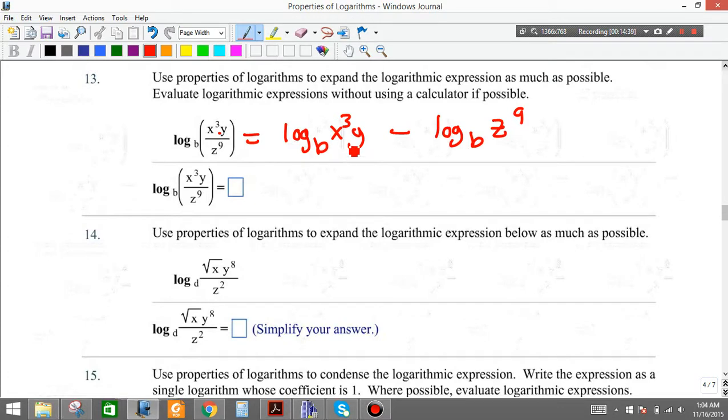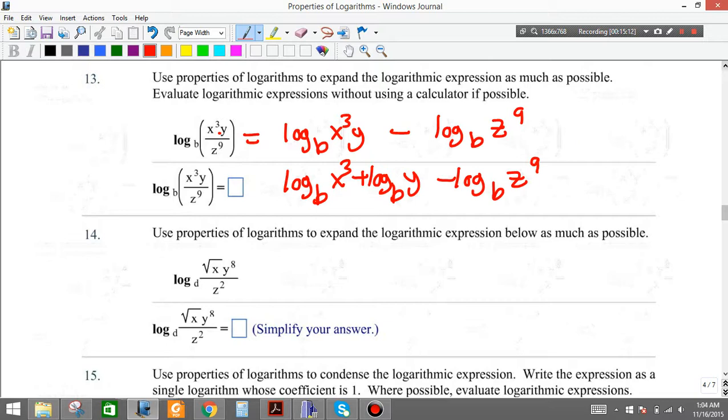And again, this subtraction is here because we were dividing. In shorthand notation, all terms in the denominator will have minus signs in front of them. Anything that you're dividing by should have a negative in front. Now, I'm multiplying x to the third and y, so this multiplication turns into 2 separate logs of addition. Log base b of x to the third plus log base b of y minus log base b of z to the ninth.